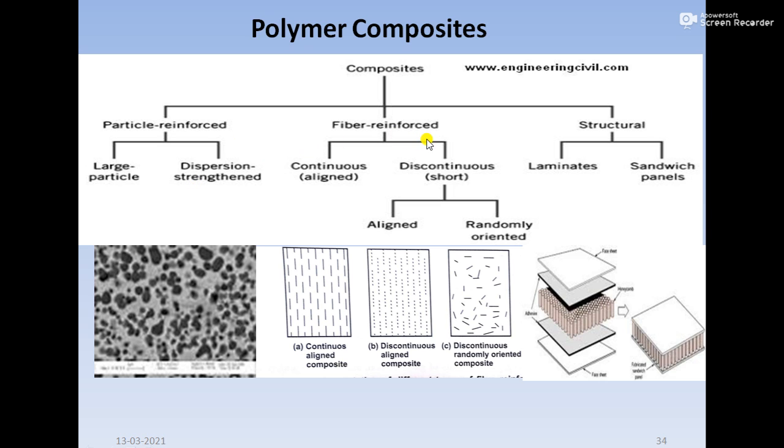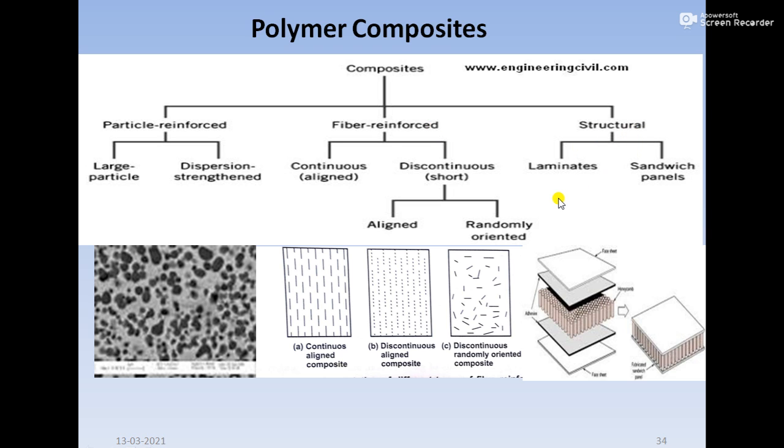Then second one is fibers reinforced composite or plastic. So it is having three types. One is continuous alignment. So you can see the fibers are arranged continuously. You can see the diagram, that is fibers are arranged continuously. Then second is discontinuous. So discontinuous, that is short fibers. So it is discontinuous aligned. You can see the diagram, that is aligned but that is discontinuous. And third type is discontinuous randomly oriented. So that is the third type of fibers reinforced composite.